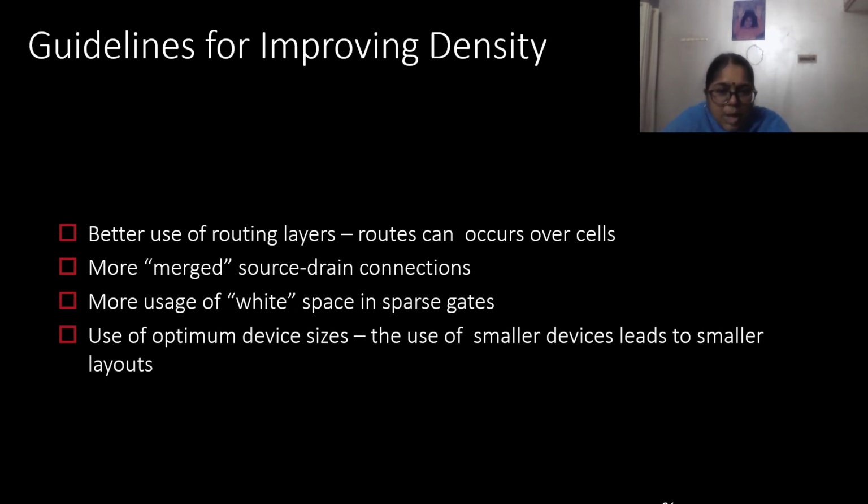Better use of routing layers should be done. More merged source drain connections should be used. More usage of white space in sparse gates. Use of optimum device sizes. Use of smaller devices leads to smaller layouts. So wherever required, smaller transistors only need to be formed. Only if required, the size of the transistor should be increased.